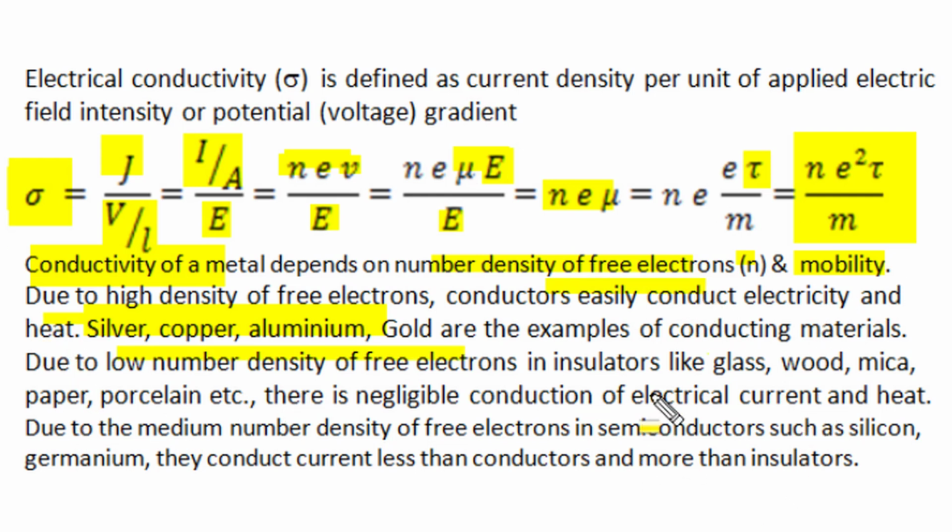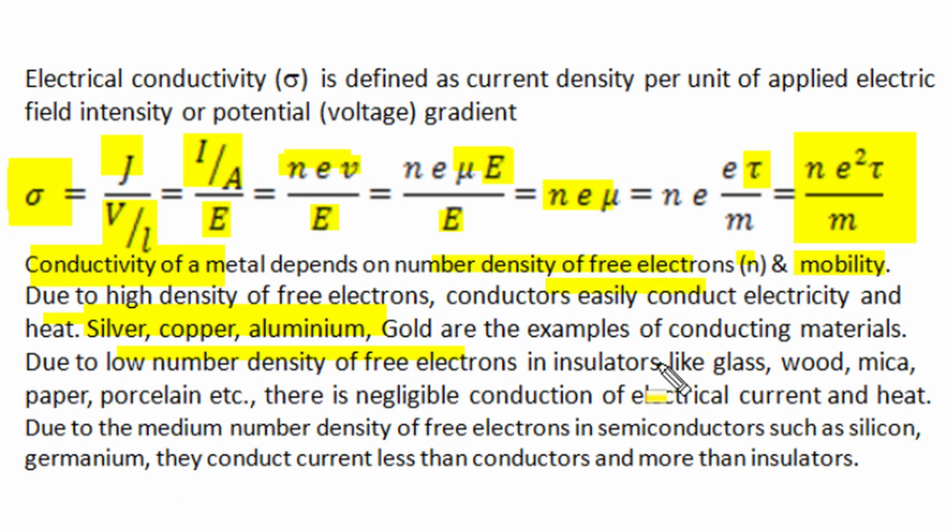Whereas materials like glass, wood, mica, paper, porcelain, PVC have a low number density of free charge carriers, and due to the small value of this small n, the conductivity of these materials is small, so they won't conduct much, both electricity as well as heat. So these glass, wood, mica, paper, porcelain, PVC, etc.